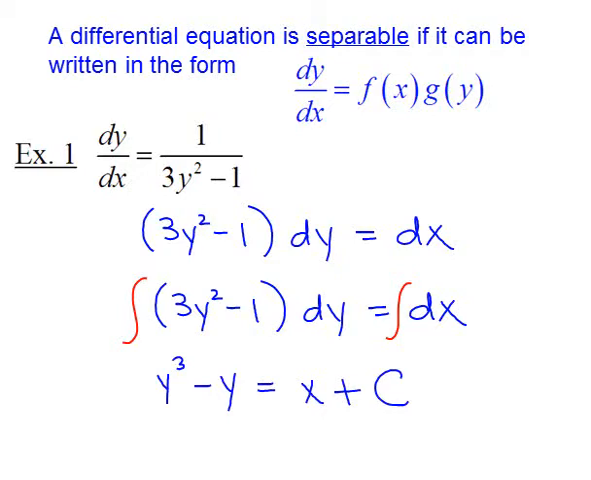Consider the c a combination of the constant that would have been added to the left and the constant that would have been added to the right. We don't know either value, so we can combine them as a single c.